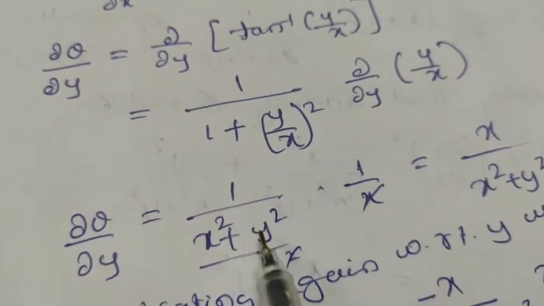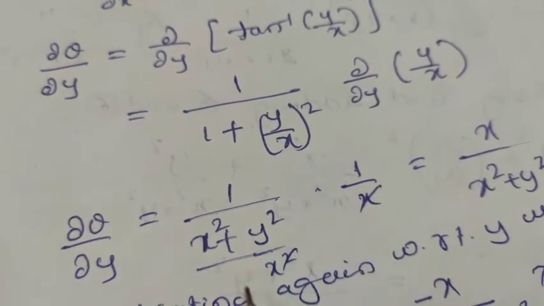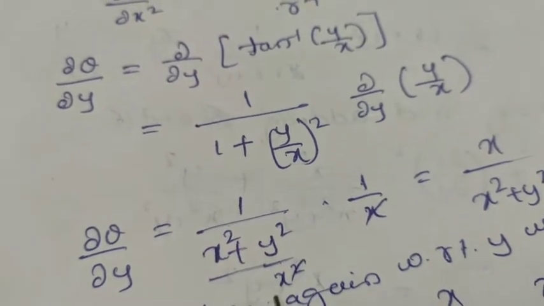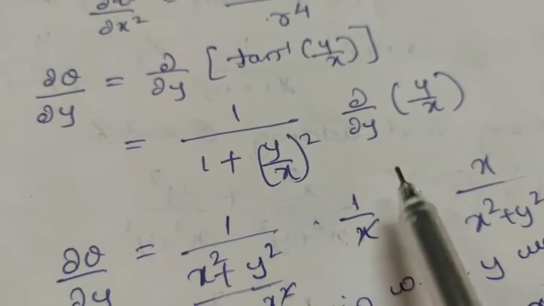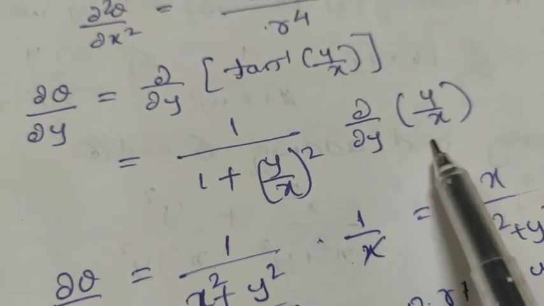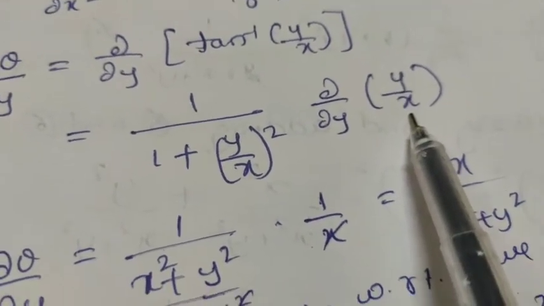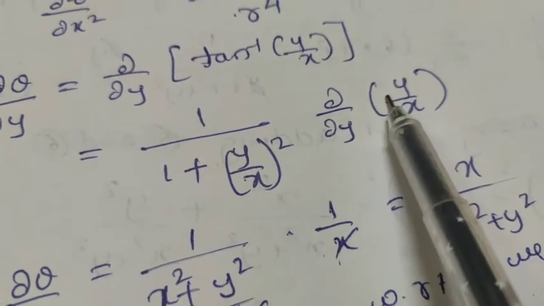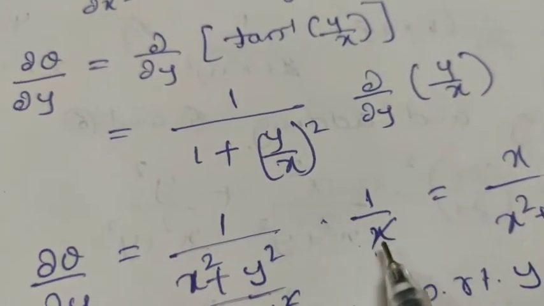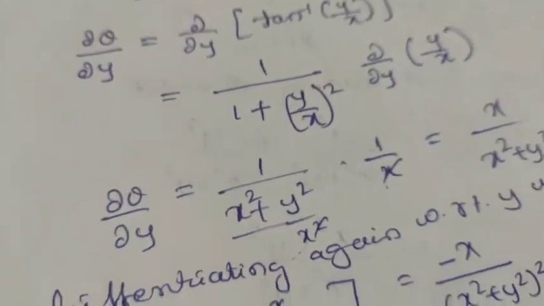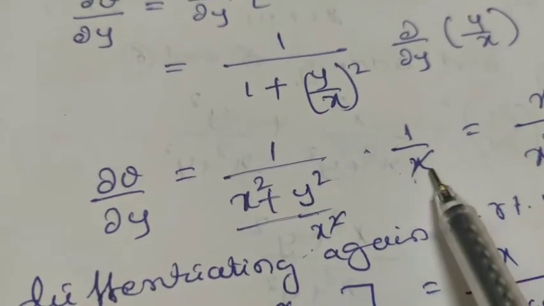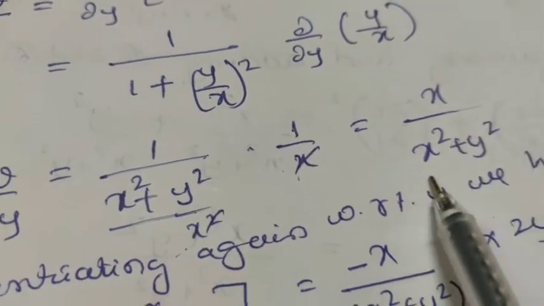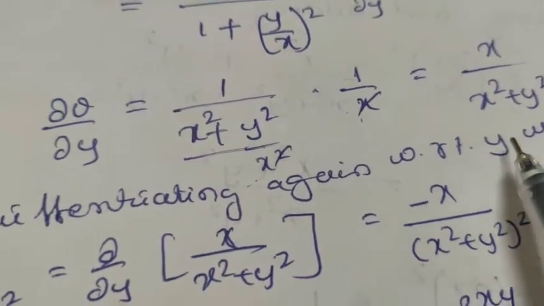Again simplify this. Here take LCM as x square and cross multiply. It is 1 divided by (x square plus y square) whole divided by x square, into the partial derivative of y by x. Here x is constant, so keep 1 by x as it is. The derivative of y with respect to y is 1, so it is 1 by x. Here x gets cancelled and take this x in the numerator. It becomes x divided by x square plus y square.